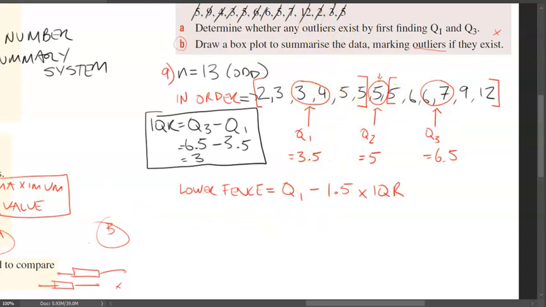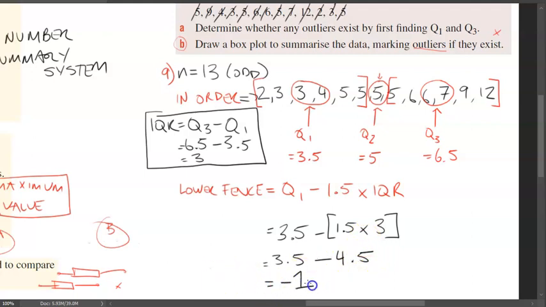So all we're going to do is a straightforward substitution. Our Q1 is 3.5, and we're going to subtract, in brackets, 1.5 times 3. I'm expecting a negative answer. So 1.5 times 3 is 4.5. Yes, 1.5 times 2 is 3, and then add another 1.5, 4.5. And this ends up being negative 1.